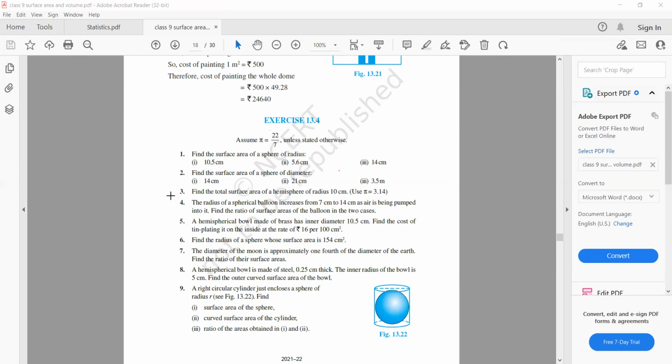See, ratio is just numbers. There is no unit in ratio, okay? It's not a measurement, it's just a number. So 7 into 1 and 7 into 2. So you get 1 upon 2 and into 1 upon 2, right? So that gives you 1 upon 4. So the ratio of surface area is equal to 1 is to 4. So the surface area has become 4 times. If you have increased the radius to 14, that means if you have doubled the radius, the surface area will become 4 times.